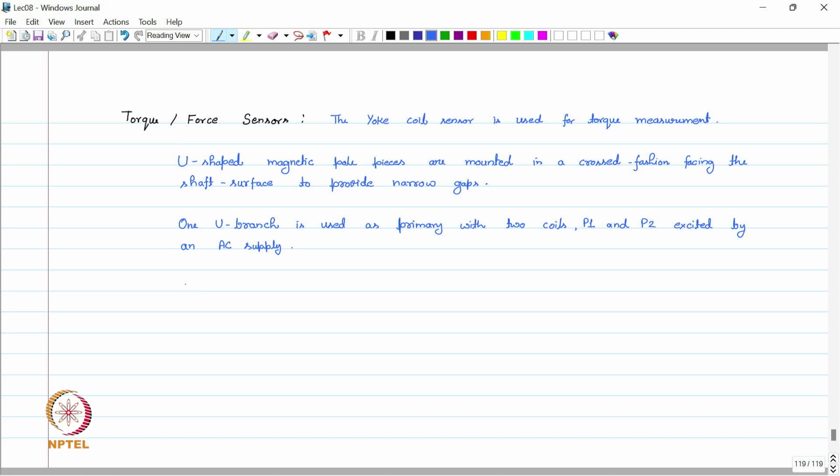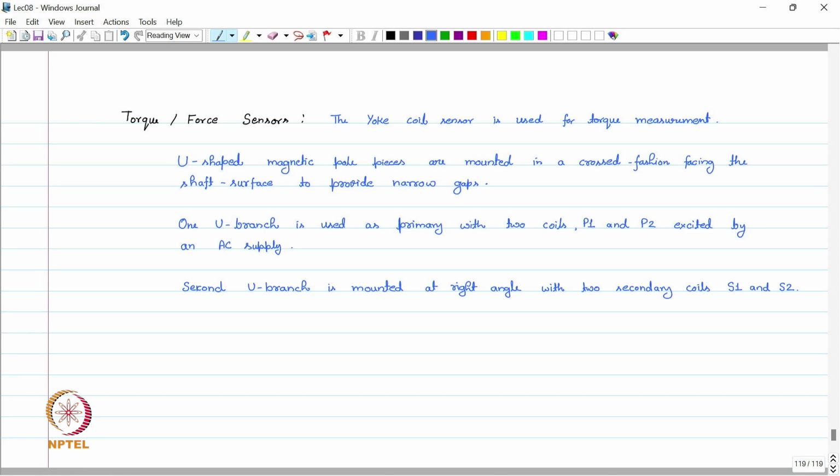And the other U branch, or the second U branch, is mounted at right angle with two secondary coils, let's say S1 and S2.